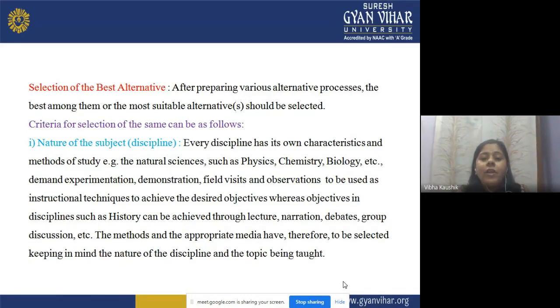After preparing various alternative processes, the best among them, or the most suitable alternative, should be selected. There are various alternative processes, and now as a teacher, I have to select the best alternative available for my student. Criteria for selection can be as follows. Now, what are the criteria for selecting the best alternative? The first one is nature of the subject discipline.